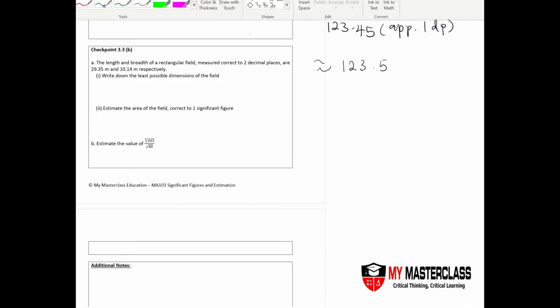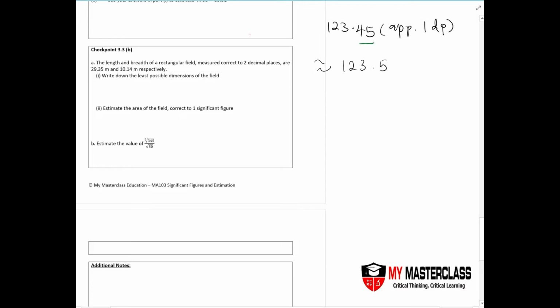So what's the takeaway from this particular example? It is that if you have a 5, you will round the whole thing upwards. If I have 1 to 4, I will round down. If I have 5 to 9, I will round upwards. And what's the other thing that you actually notice? That you actually need two numbers to give you the approximation to one decimal place that's lower.